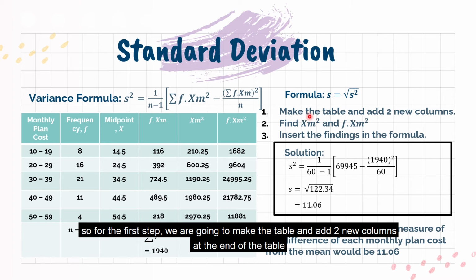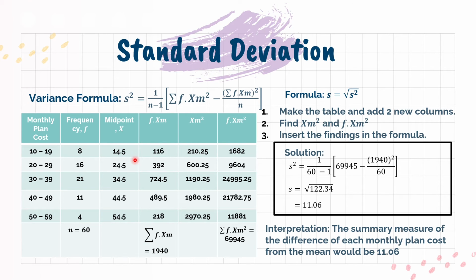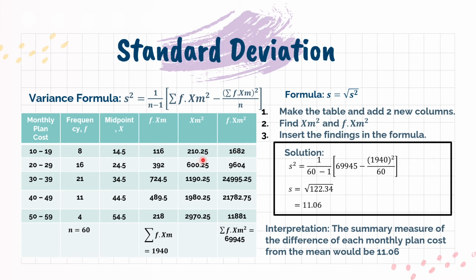For the first step, we make the table and add two new columns at the end. The first new column will be the value of each midpoint squared. So 14.5 squared is 210.25, 24.5 squared is 600.25, 34.5 squared is 1190.25, and so on. The final column will be the frequency multiplied with the midpoint squared that we just calculated. So 8 multiplied with 210.25 is 1682, 16 multiplied with 600.25 is 9604, and so on.